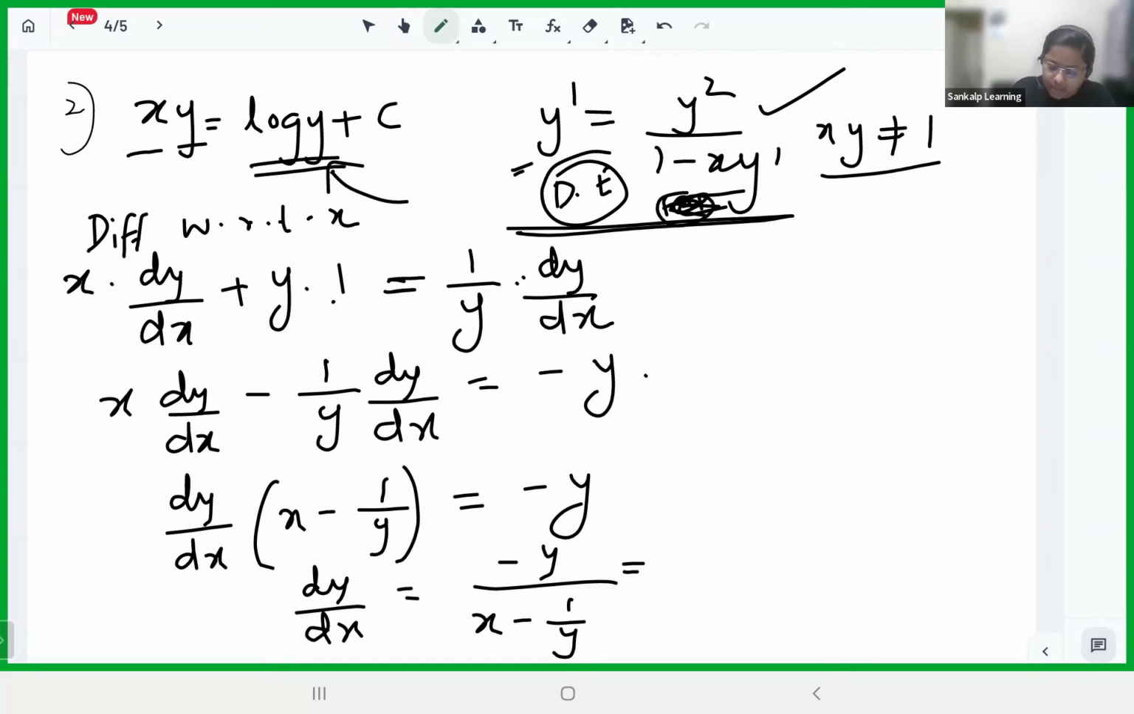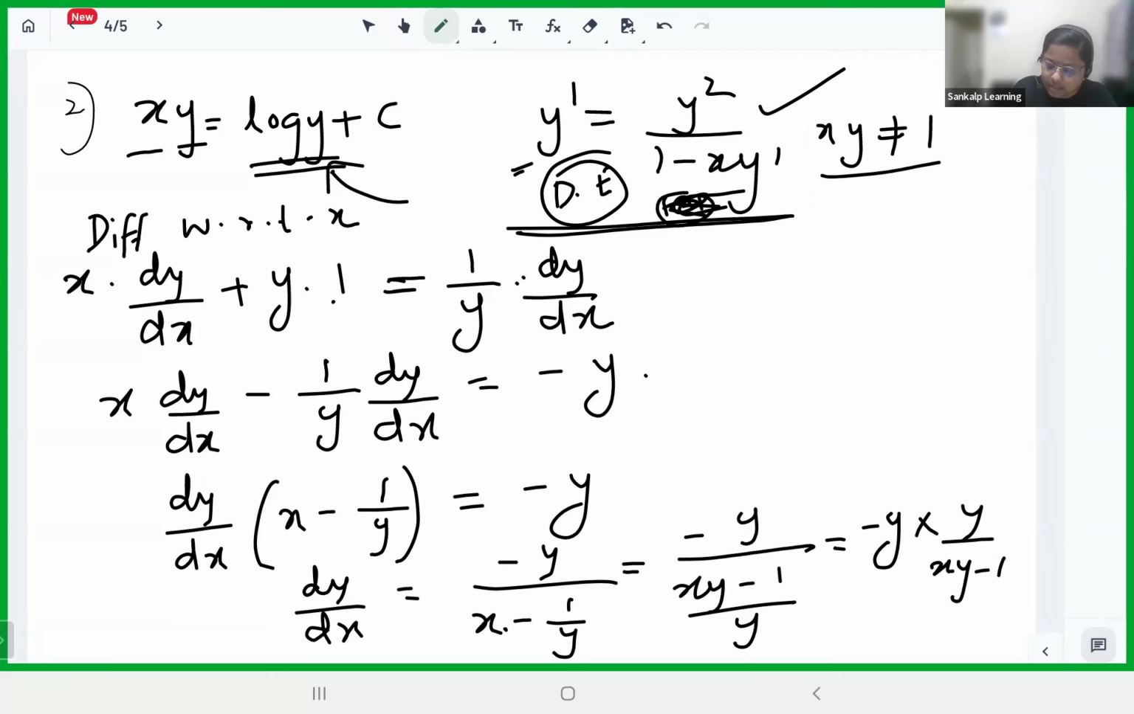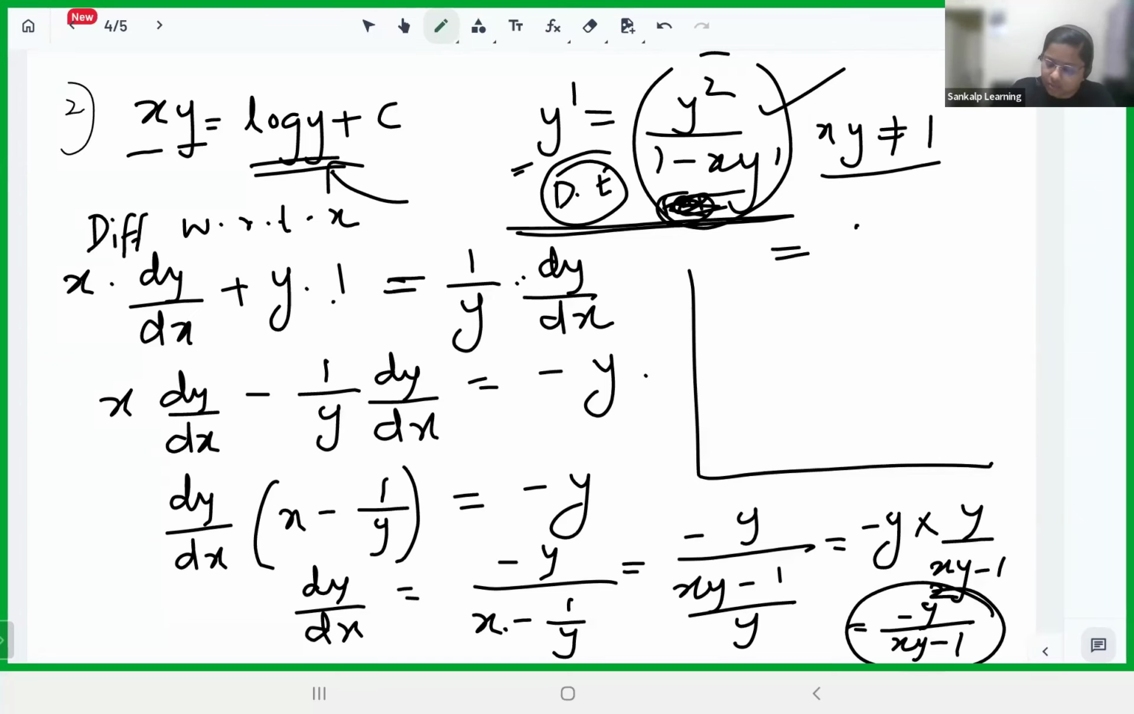So how will you simplify it? Minus y by x minus 1 by y, that is, x into y is xy, minus 1 by y. So that is minus y into y by xy minus 1, that is minus y square by xy minus 1. But our y dash is y square by 1 minus xy. So we can make some arrangements here. We have got minus y square by xy minus 1. Minus is there, so take this minus inside to the denominator.